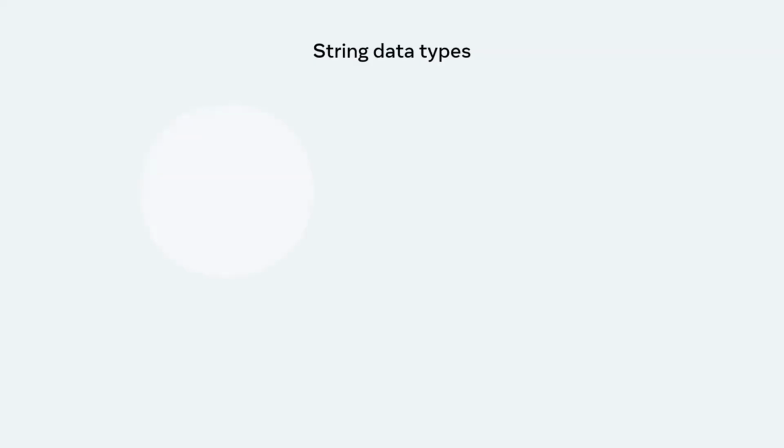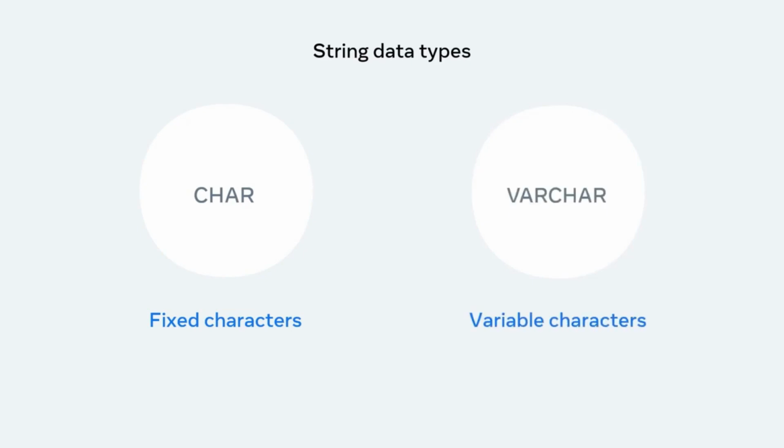String data type is a generic term used for different string data types in the database. The most used string data types are char, which stands for character. This data type is used to hold characters of a fixed length, and varchar stands for variable character. This holds characters of a variable length. Let's explore these string data types further.